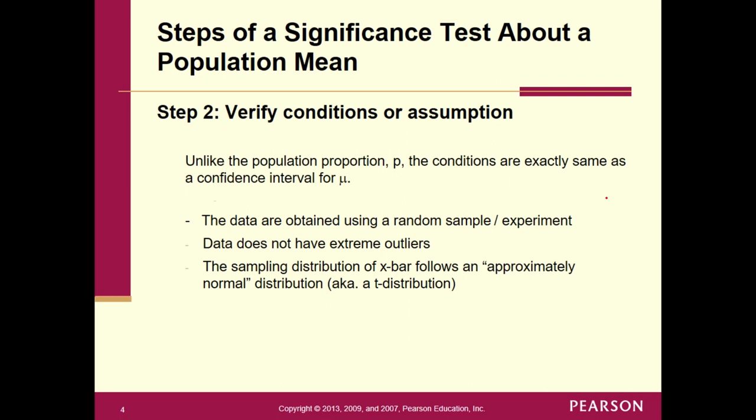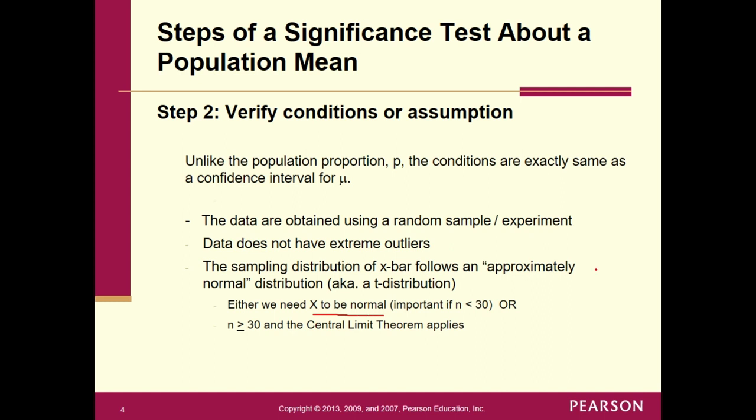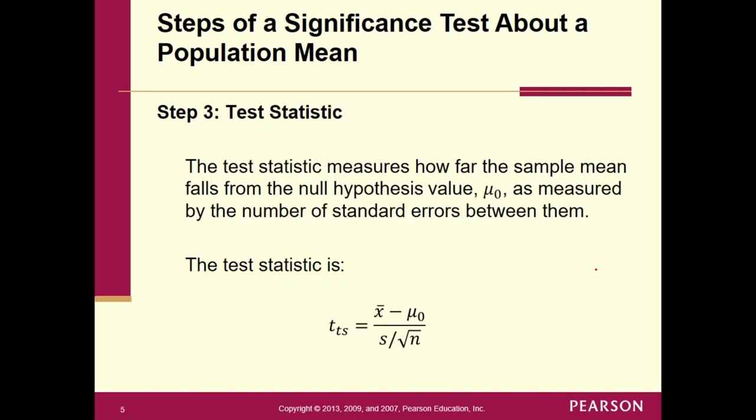Okay, and if you recall from chapter 7, there are 2 ways that can happen. Either we need x to be normal, and that's important if you have a small sample size, if n is less than 30. Because what happens if n was greater than or equal to 30? The central limit theorem would apply then. If we wanted to have this condition, we would say in the problem that x is somehow normal. If either one of these applies, the sampling distribution of x bar is approximately normal, and we can then use this particular test statistic.